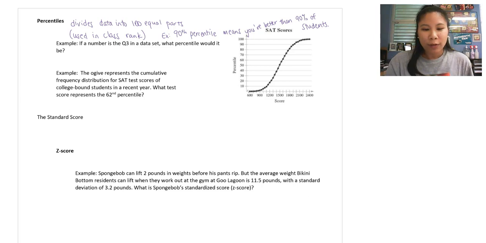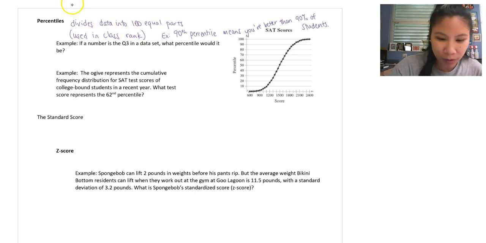So for example, if a number is the Q3 in a data set, what percentile would it be? Q3, we said there should be 75% of the data below it. So 75% of the data below it would be the 75th percentile.